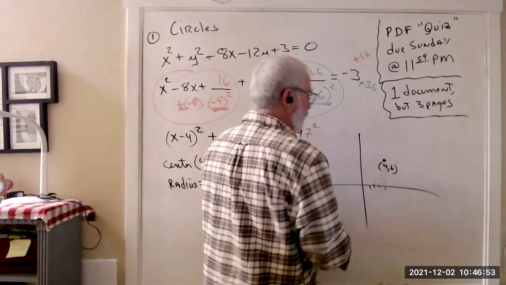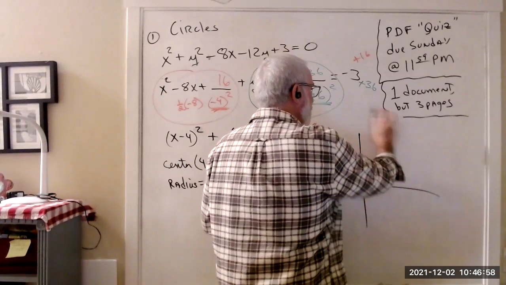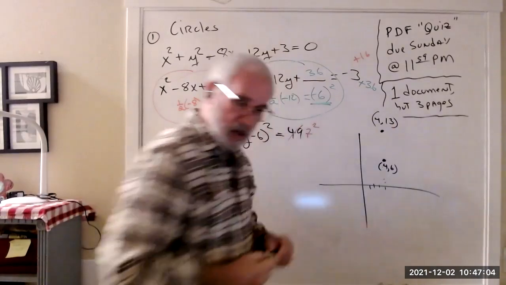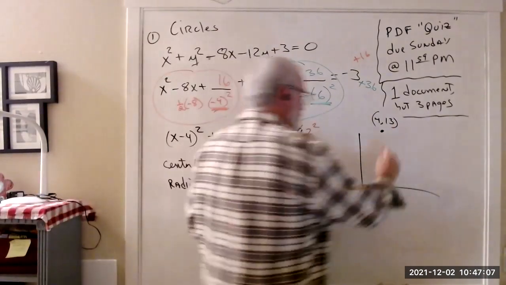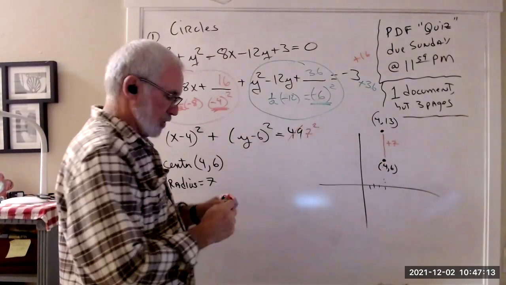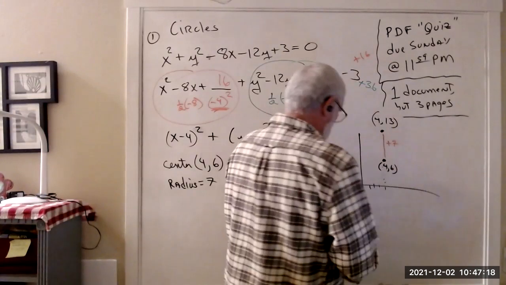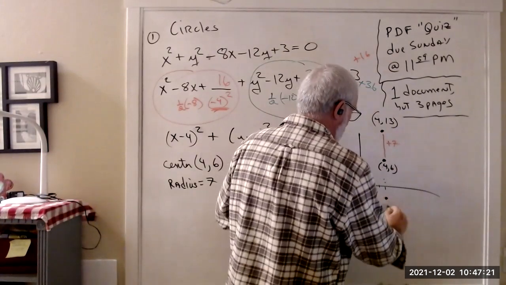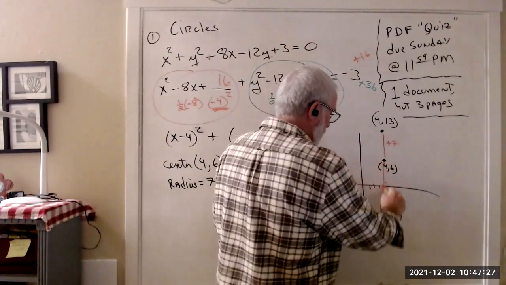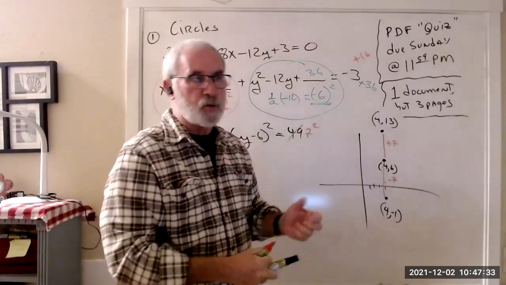So if you go up 7 units, if that was 6, that would be about 7. So this should be 4, 13, because you went up 7. This distance here is 7, and that's what the radius was. Okay, we go down 7, so this should be 4, -1. Again, why? Because we went down 7. And going up and down changes the y value.